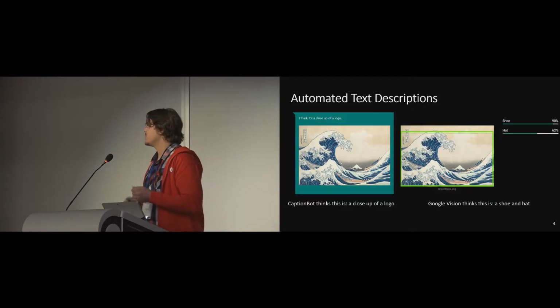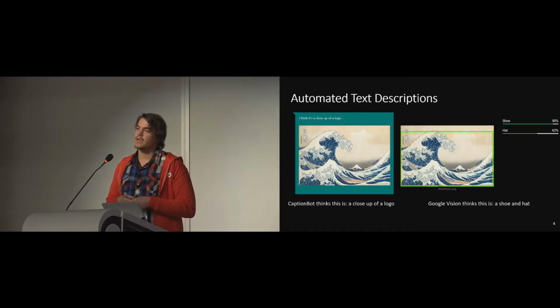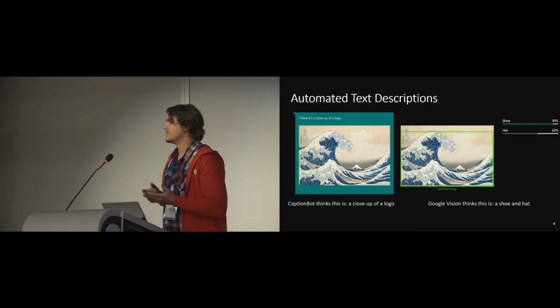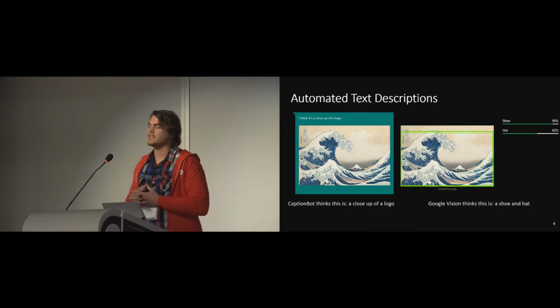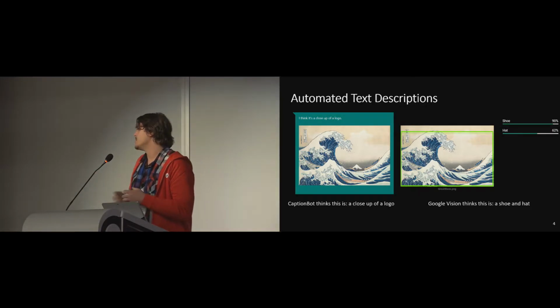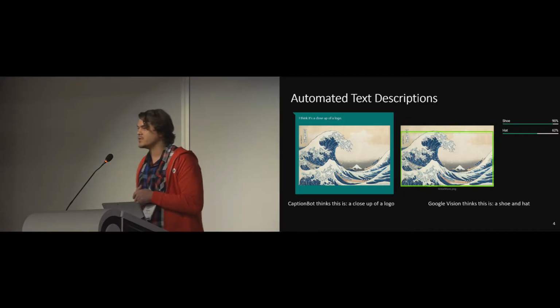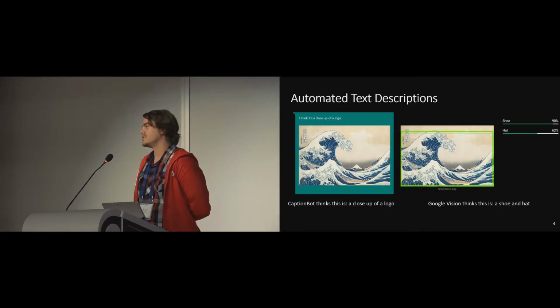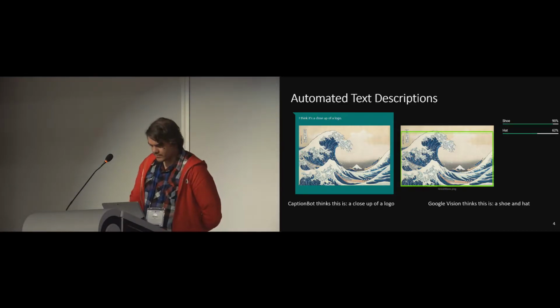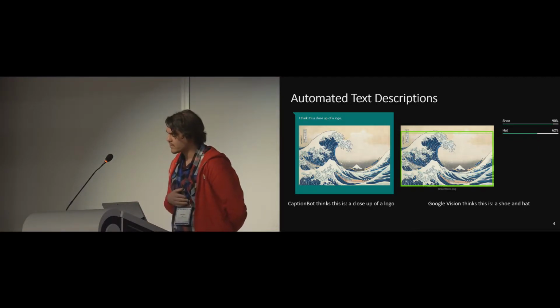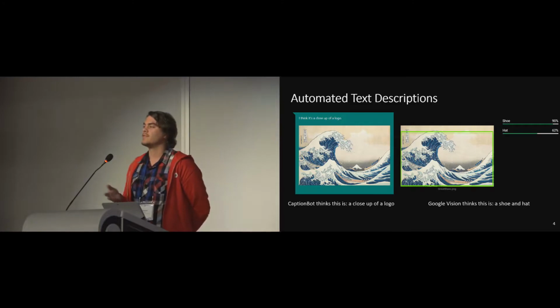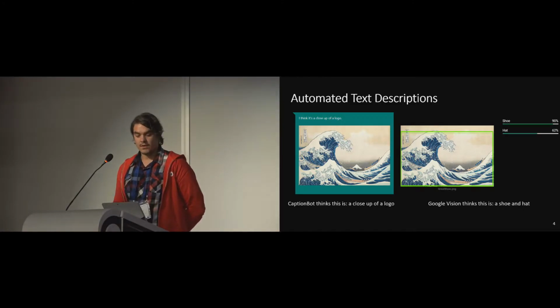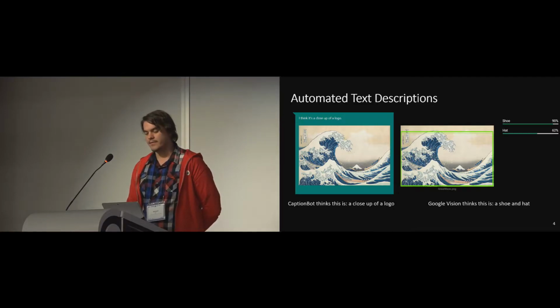And so to lighten the load, we use automated approaches such as artificial intelligence, like Microsoft Caption Bot or Google's Vision API, to provide descriptions of images automatically. Here, Caption Bot thinks that this is a close-up of a logo, and Google Vision API thinks that this is a shoe and a hat. And Google Vision is 90% confident that there's a shoe in this image. And though this approach could lighten the workload, the accuracy of these systems with artwork is just not there yet.